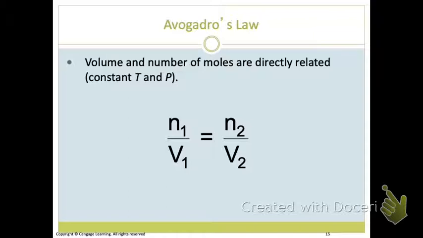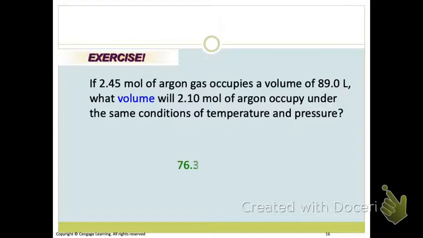But let's try one here. It says 2.54 moles of argon gas occupy 89 liters. What volume will 2.10 moles of argon occupy under the same conditions? So this is showing us, I guess not necessarily a change in quantity, but it's looking at what would the volume be if our quantity were to change. Okay, I guess you have to think about it kind of like that.